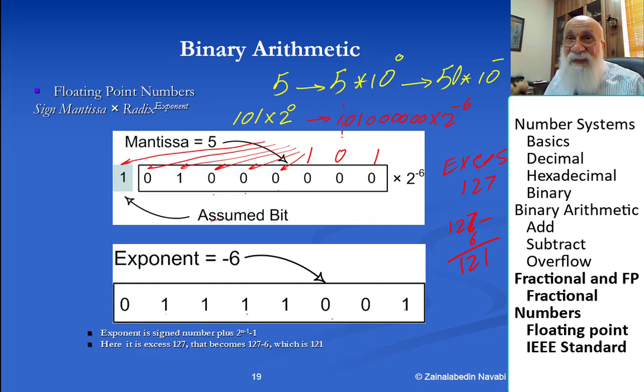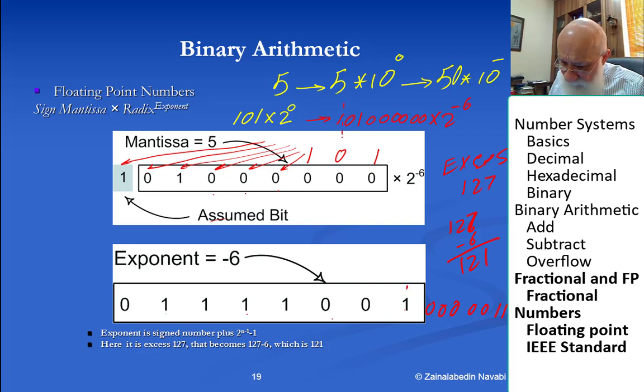So instead of representing a 6 as 0, 1, 1, 0, 0, 0, 0, 0, that's a 6, instead of saying that I want to represent it as a 2's complement minus 6 or something, I say I represent it as excess 127. Excess 127 means 121. Therefore, minus 6 becomes 121.